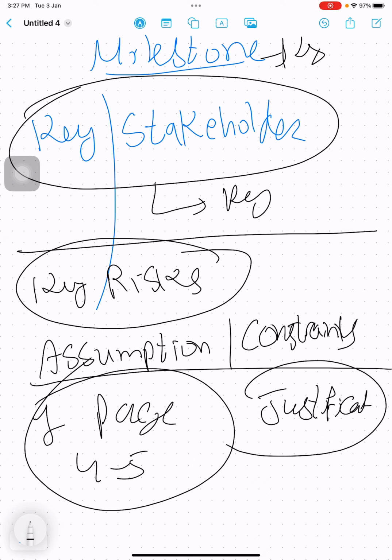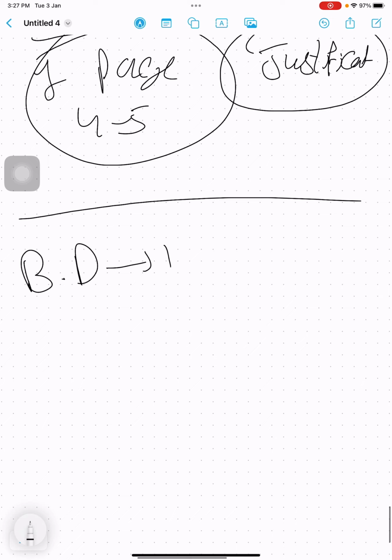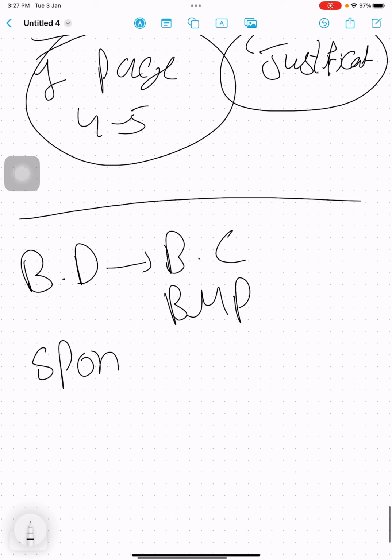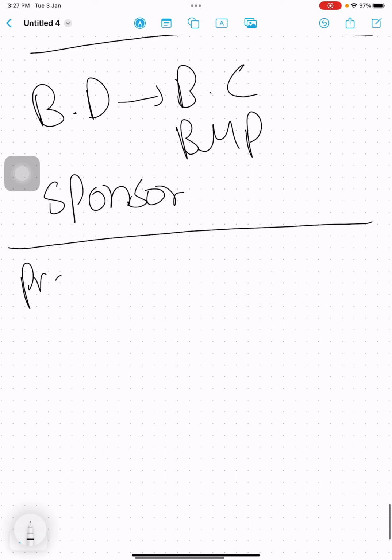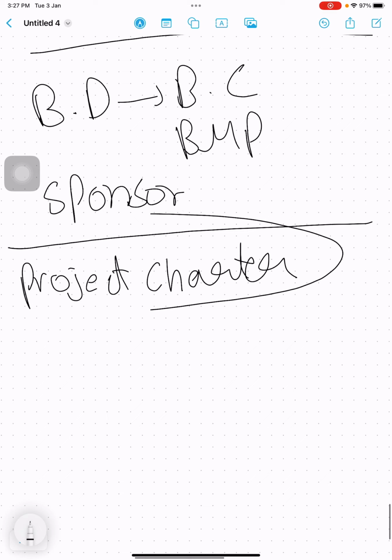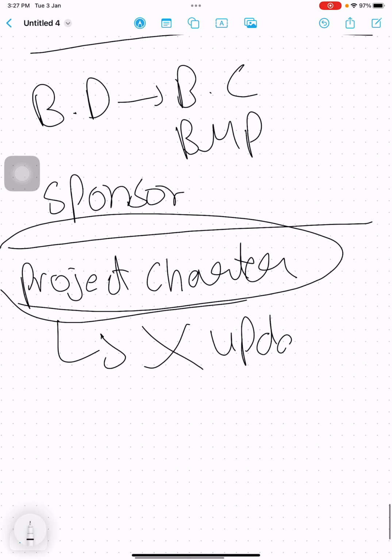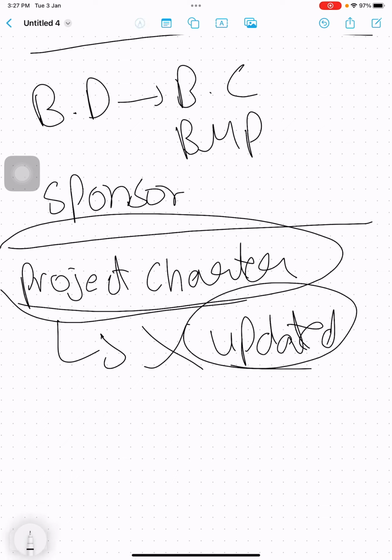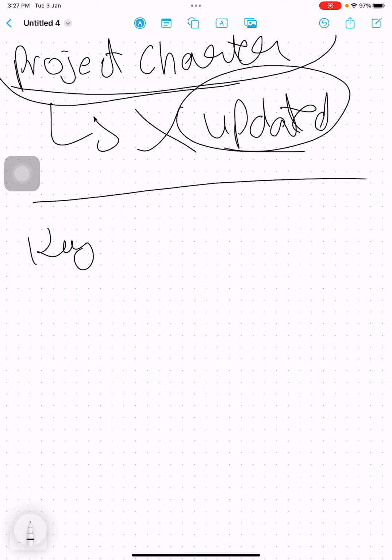From here, the project actually gets started and it is based on business documents, which are business case and benefit management plan. It is approved by sponsor and the project manager has his power as soon as the project charter gets approved. Now important thing, project charter cannot be updated throughout the project. If the project charter, business case, benefit management plan are updated, the entire project changes. Once the project charter is approved, we share it with the key stakeholders.